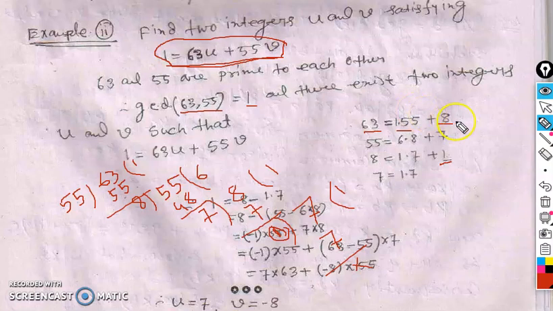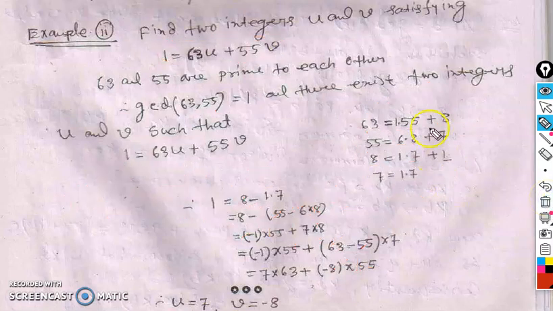Exactly this procedure is written in this particular manner. You can easily observe 63 equals 1 into 55 plus 8. When we divide 55 by 8, that is 6 into 8 plus 7. When we divide 8 by 7, that is 1 into 7 plus 1, and that's all.